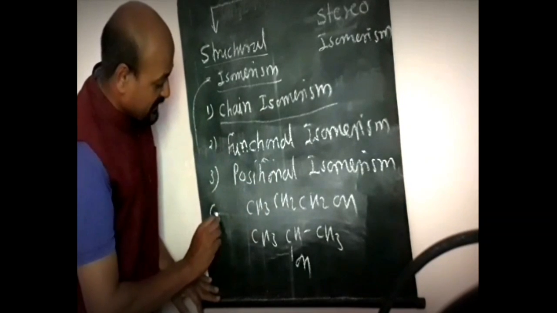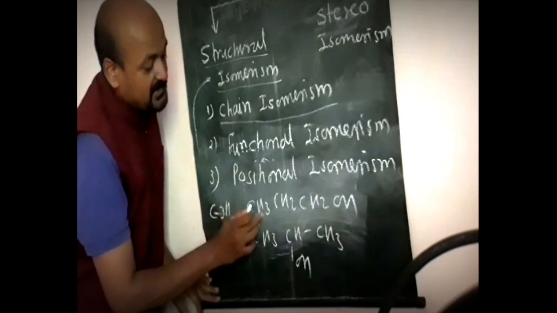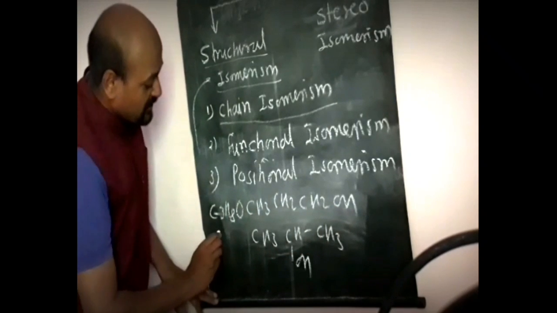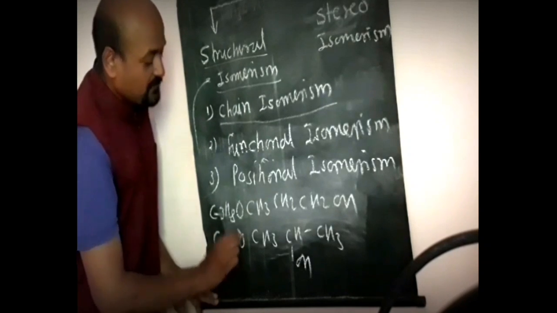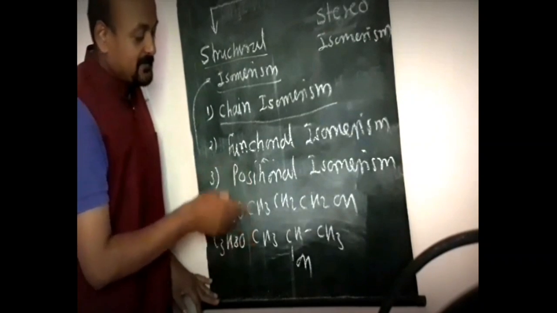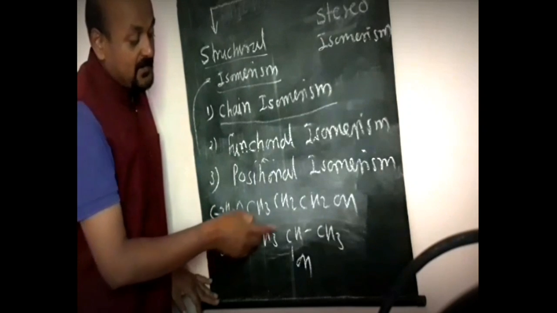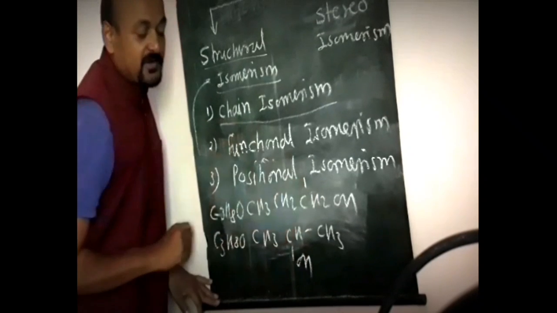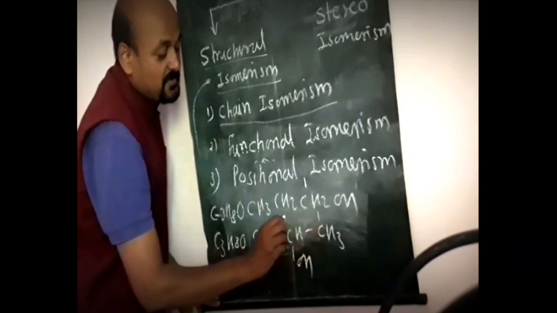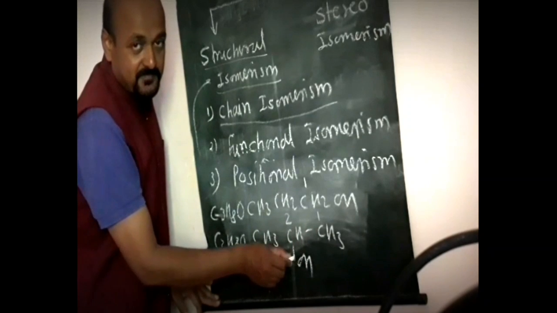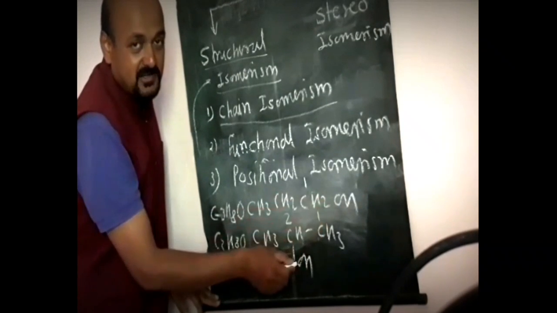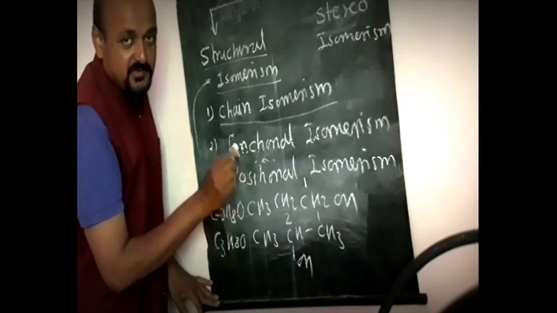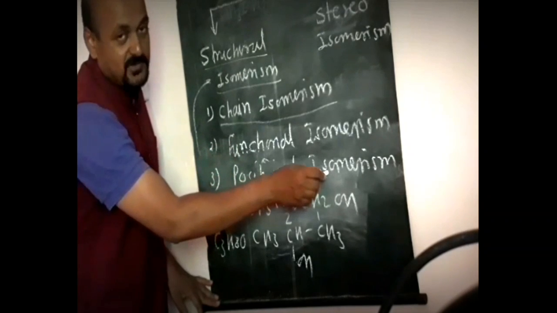So here the molecular formula is C3, H 3 plus 2 is 5, plus 2 is 7, plus 1 is 8, and O. Here also the molecular formula is C3H8O. That means these two compounds have the same molecular formula but different position of functional group. Here the functional group is present on carbon number 1, whereas here the functional group is present on carbon number 2. So the position of the functional group is different. So such isomers are known as positional isomers, and this phenomenon is known as positional isomerism.